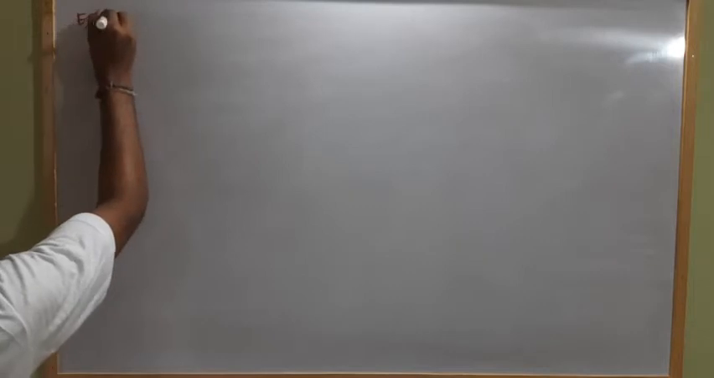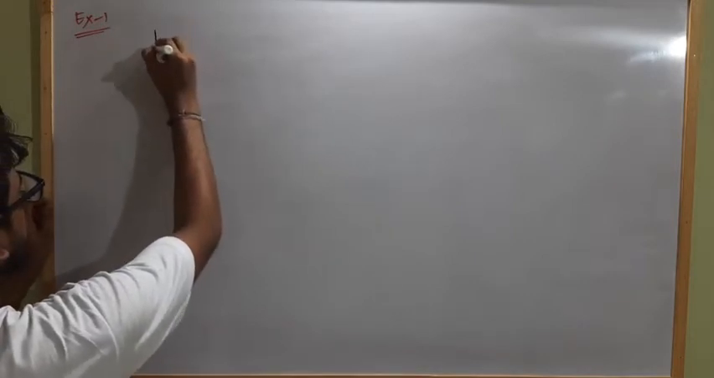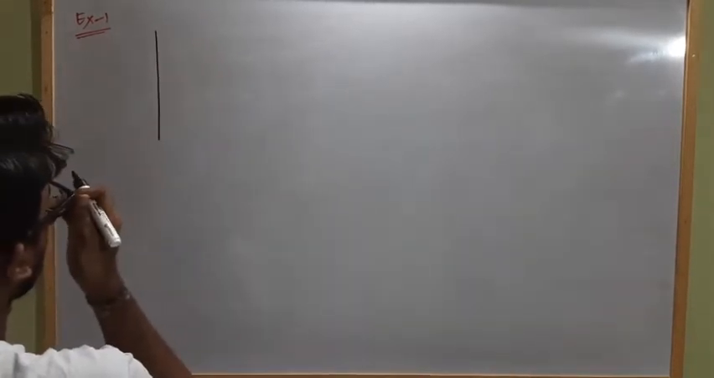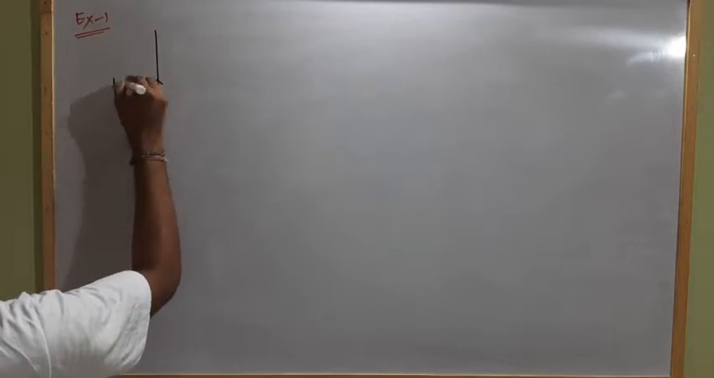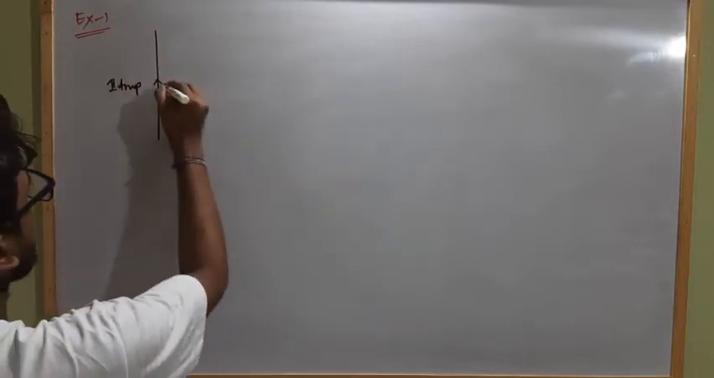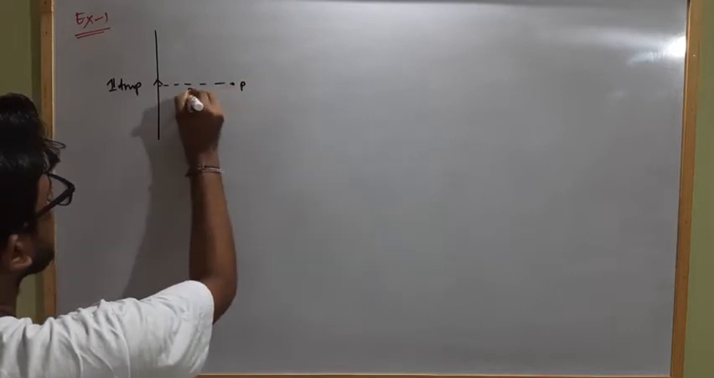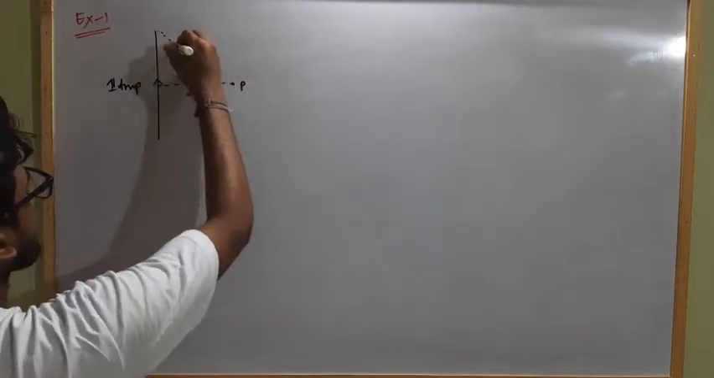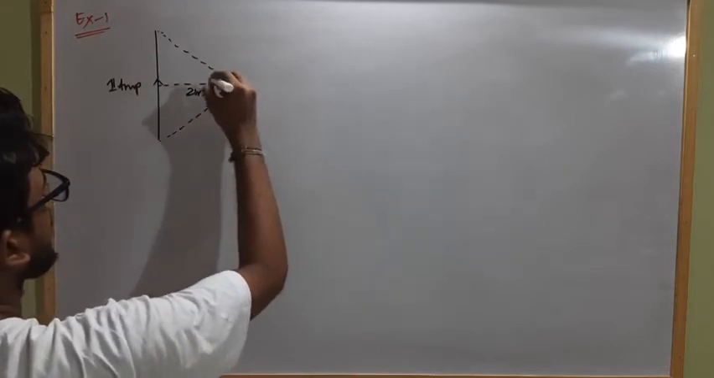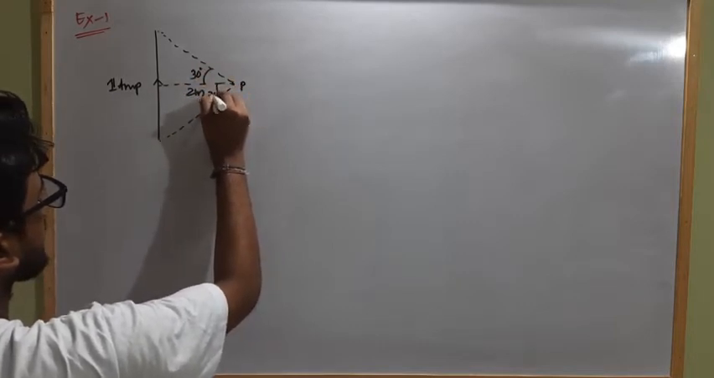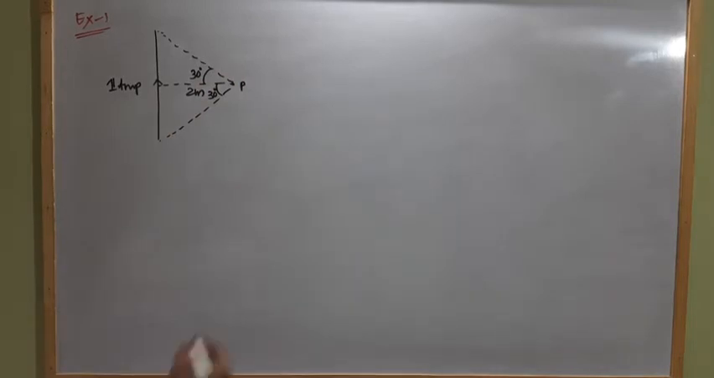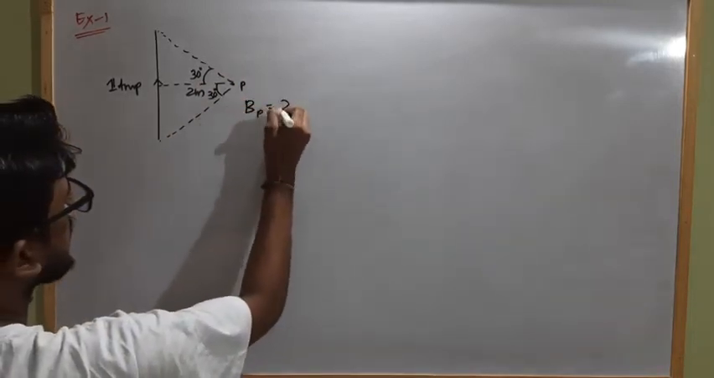Okay, so now let us do example 1. For example 1, here is a current carrying conductor which carries a current of 1 ampere along this direction, and there is a point of observation P at a distance of 2 meter from it, and the two ends of the current carrying conductor make an angle of 30 degree with this point of observation P. Then what is the value of B at point P?